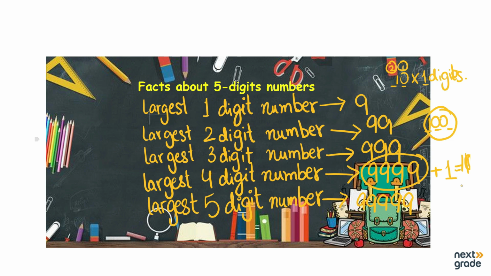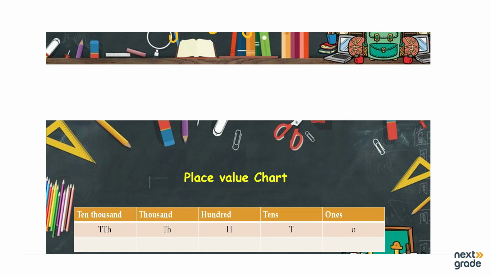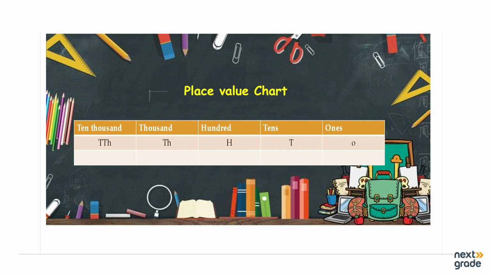Let's move on and discuss these place values on our chart. For example, when we discuss place value, the first place that comes to mind is ones, second is tens, then 100, 1000, 10,000. Remember, we denote ones with O, tens with T, hundreds with H, thousands with TH, and ten thousands with TTH.